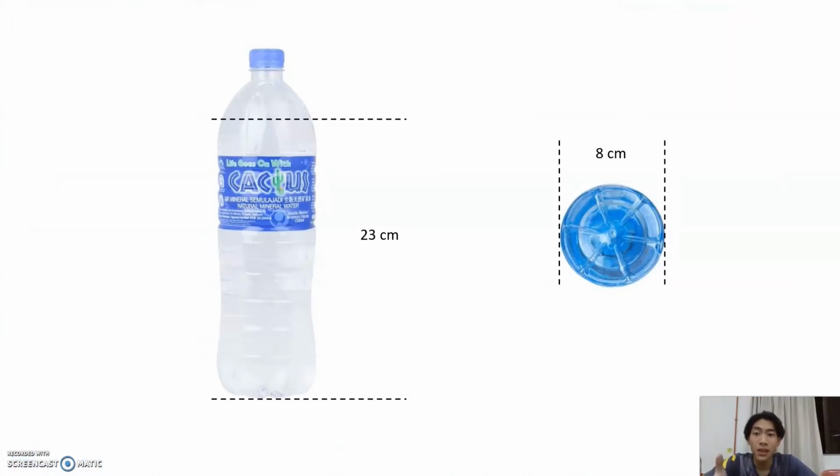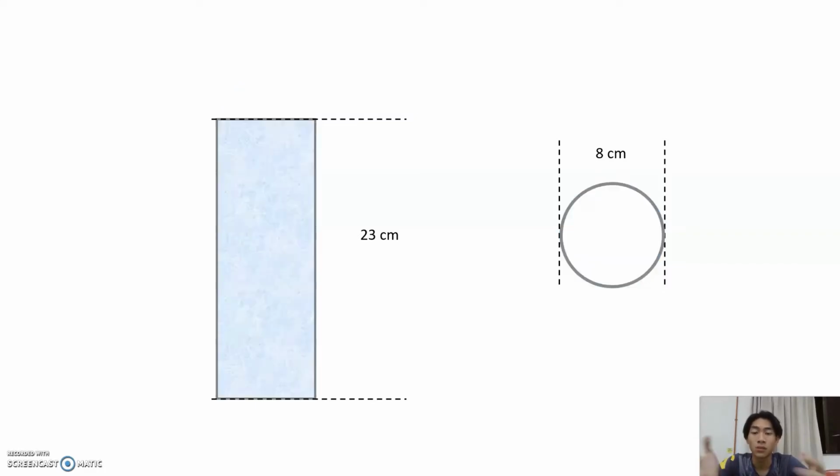From the measurement, we get the height of the bottle and the diameter of the water bottle. Because the water bottle is in irregular shape, we assume the water bottle as a hollow shaft. So this is the simplified figure of the water bottle.